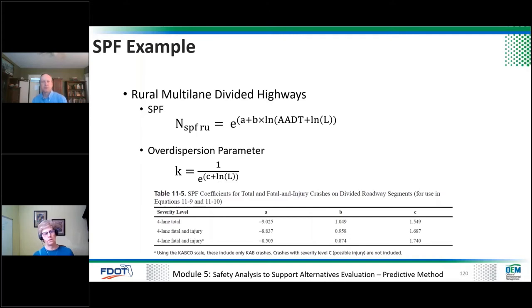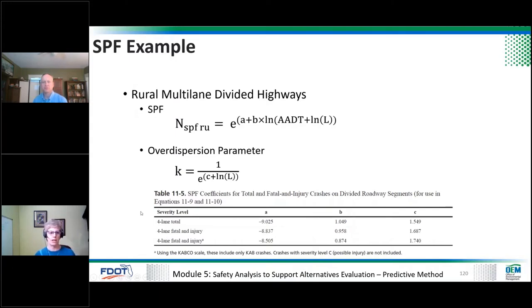Let me talk a little bit more about this. So this is what the SPFs look like. Here's an example for a rural multi-lane divided highway, and here's the equation for it. There are some variables in here, and you're going to go to a table in the manual, pick up these variables and plug them into the equation. Now, in actuality, you're going to use a spreadsheet to do this for you. You're not going to do these lookups, but this is what's happening.